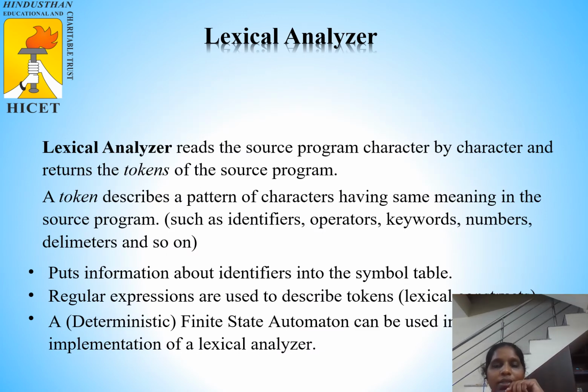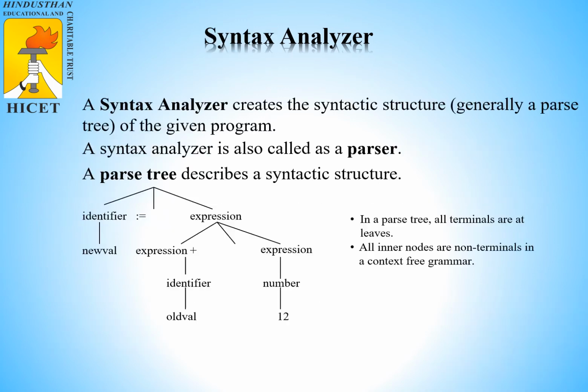Lexical analyzer, the first phase of the compiler. The role of the lexical analyzer is to read the source program character by character and return the tokens of the source program. What is meant by a token? A token describes a pattern of characters having the same meaning in the source program. For example, identifiers, operators, keywords, numbers, delimiters, and so on. The token information is always kept in a symbol table, which in turn is utilized by the finite state automaton during the implementation.